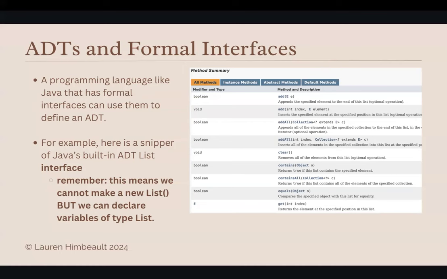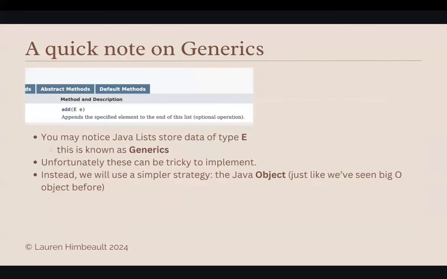So we can't say new list, but we do declare variables of type list. Now we have seen that capital E or T in a few different places in previous videos, and this is called generics. I'm sure you've heard the term before. These can be pretty tricky to implement, and they're kind of outside the scope of this class. So we just use the big O Object, which is what we did in the previous example. We don't worry about generics here.